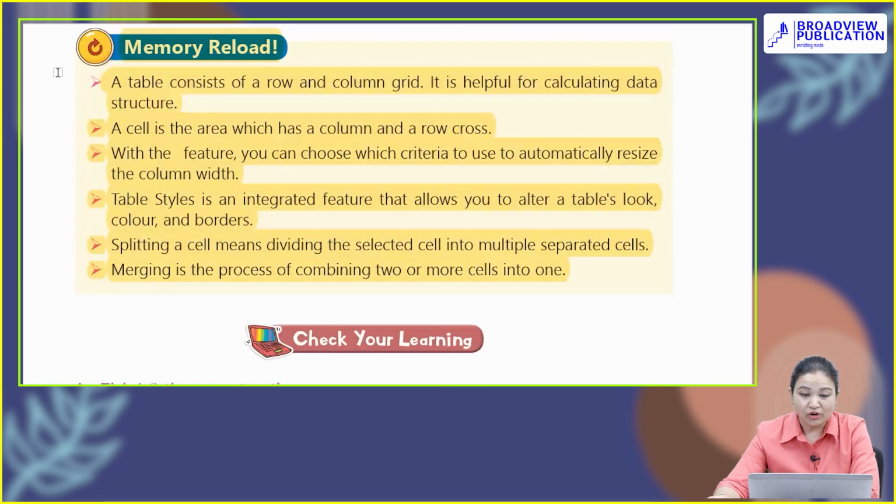Now, memory reload. A table consists of a row and column grid. It is helpful for calculating data structure. A cell is the area where a column and a row cross. With AutoFit, you can choose which criteria to use to automatically resize the column width. Table styles is an integrated feature that allows you to alter a table's look, color and borders. Splitting a cell means dividing the selected cell into multiple separate cells. Merging is the process of combining two or more cells into one.